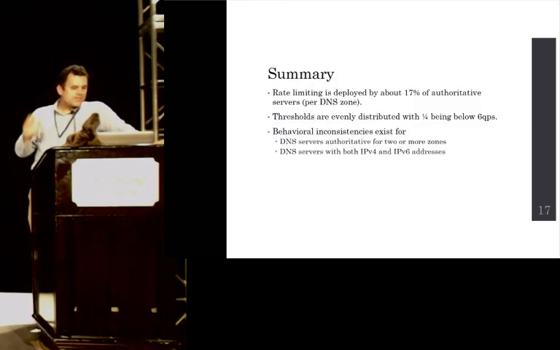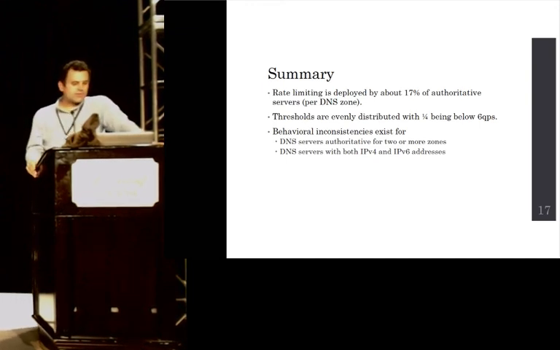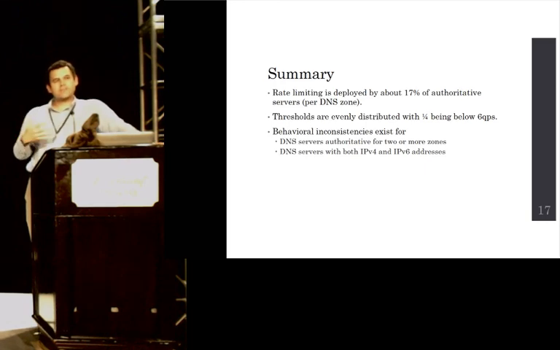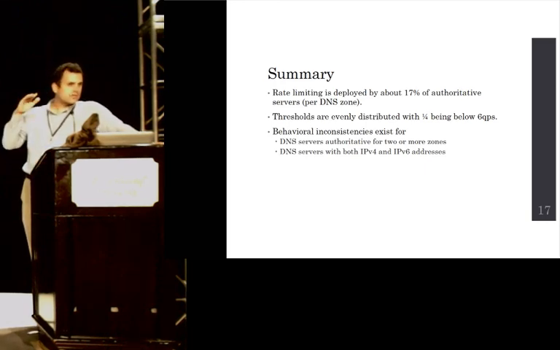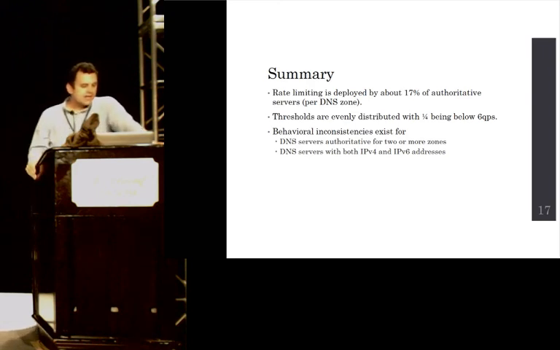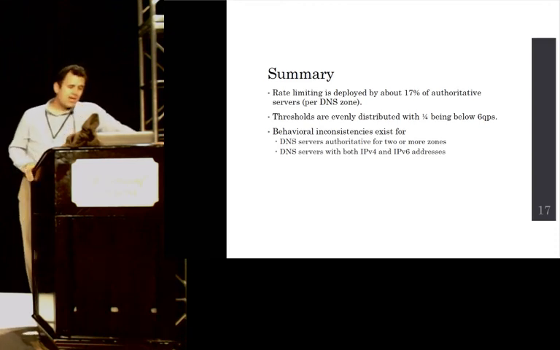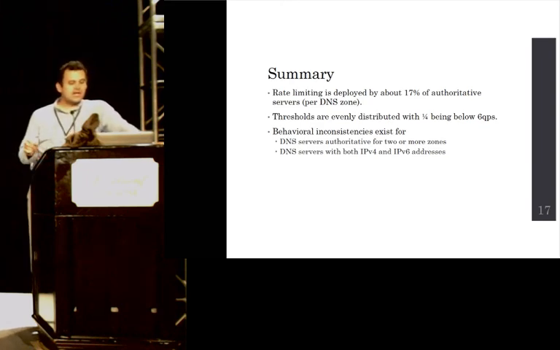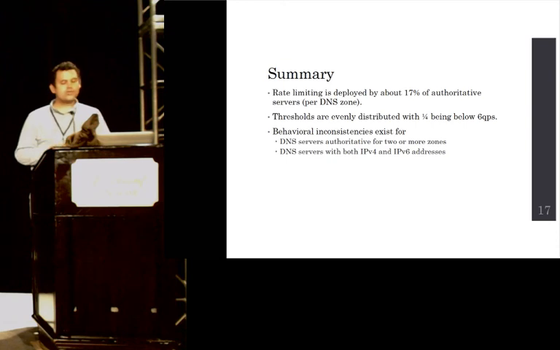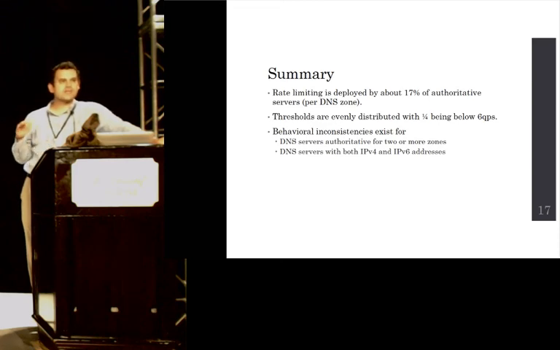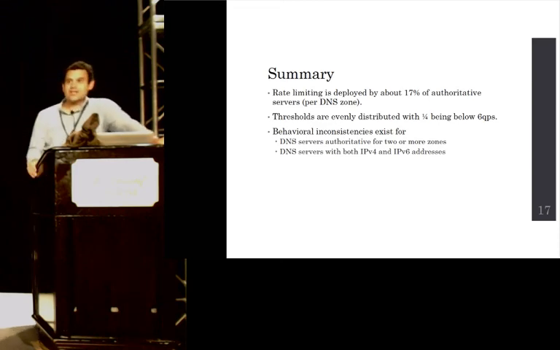Just to wrap up and summarize some of the preliminary results that we have found: rate limiting is deployed by about 70% of the authoritative servers on a per DNS zone basis from the domains that we have looked at in our given set, and that included TLDs and some popular website domains. We find that thresholds are fairly evenly distributed, with about a quarter of them being below 6 queries per second. And we also found some behavioral inconsistencies for DNS servers that are authoritative for 2 or more zones, as well as DNS servers that have both IPv4 and IPv6 addresses. So that is my talk, and I am glad to take some questions.